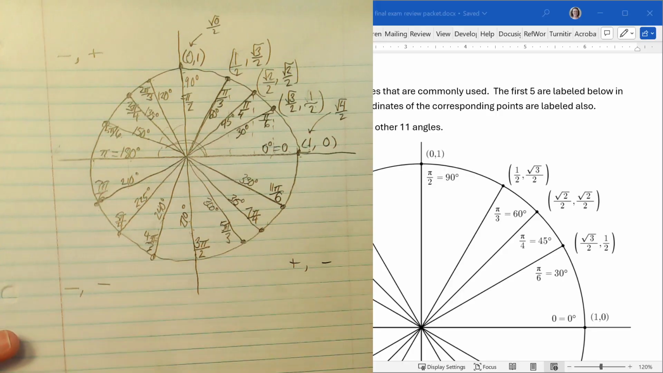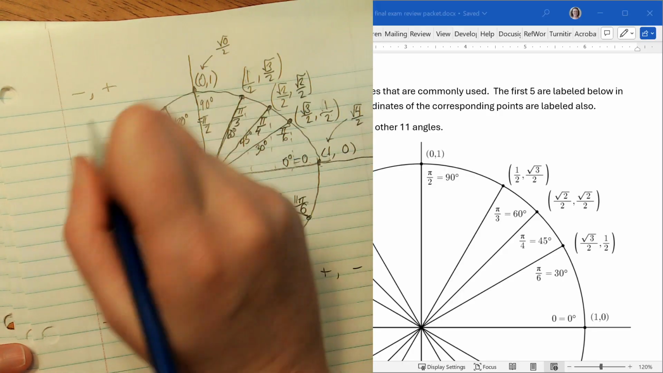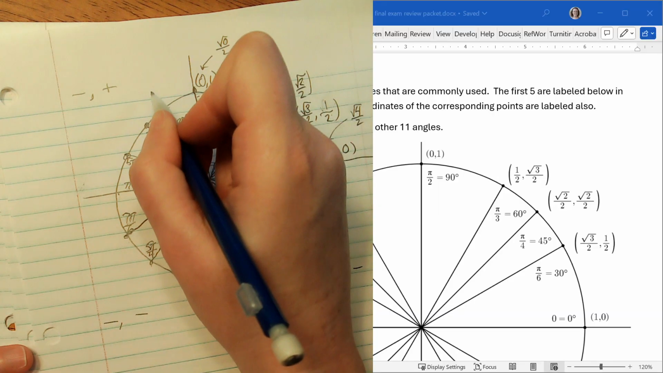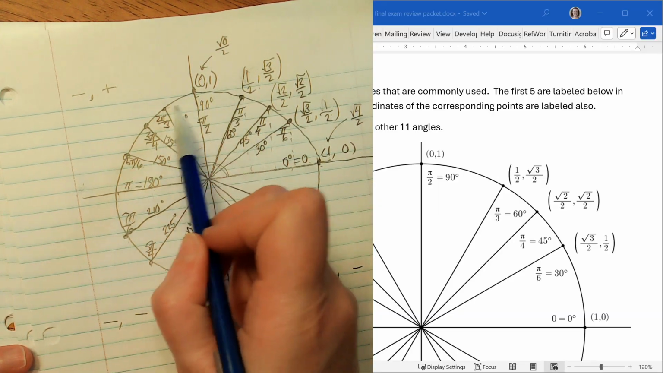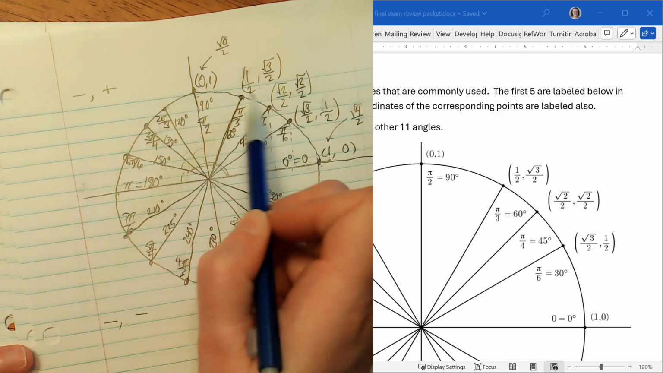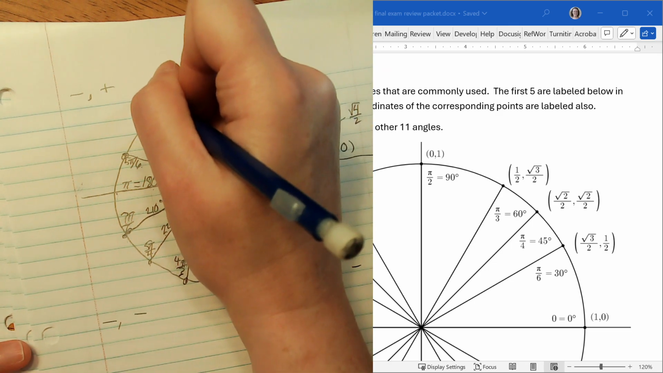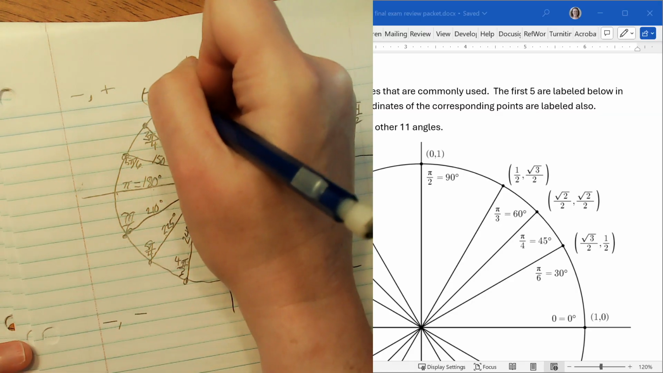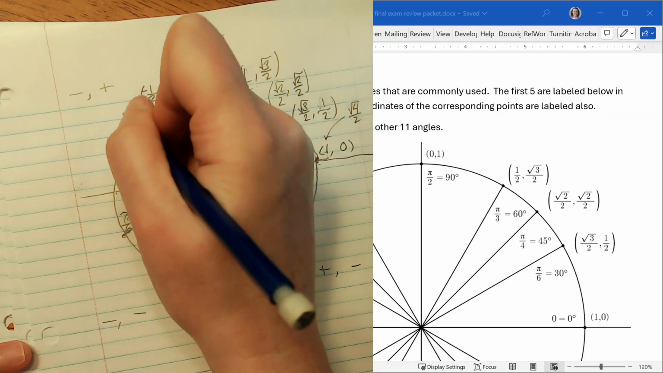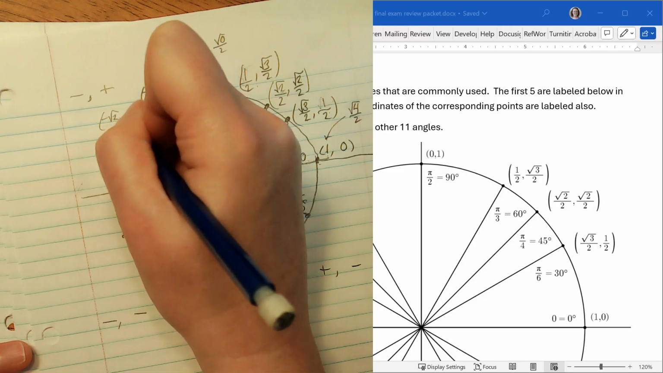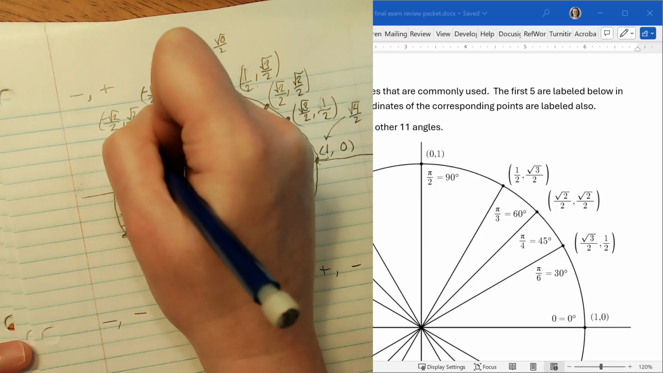Okay? So let's go ahead and we can do it. I'm going to copy this one over to here. You can see they have the same y value, and the x value is just being flipped to negative. So this is going to be negative 1/2, square root of 3 over 2. This one is negative square root of 2 over 2, square root of 2 over 2.